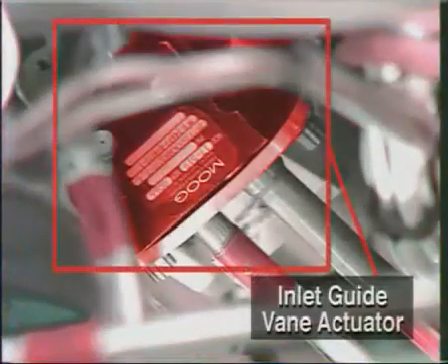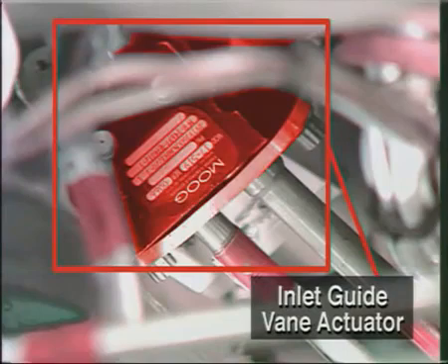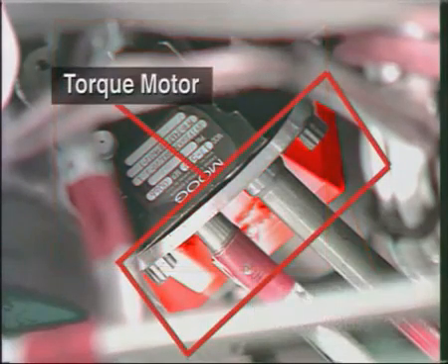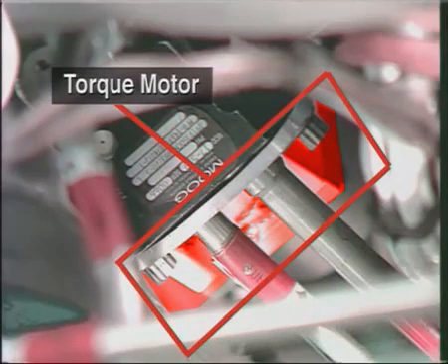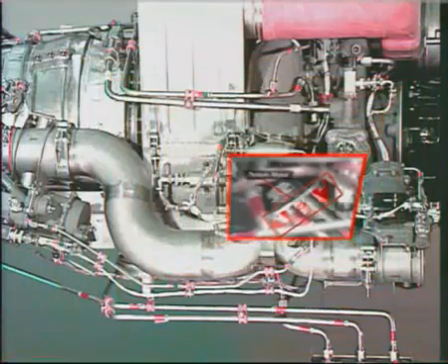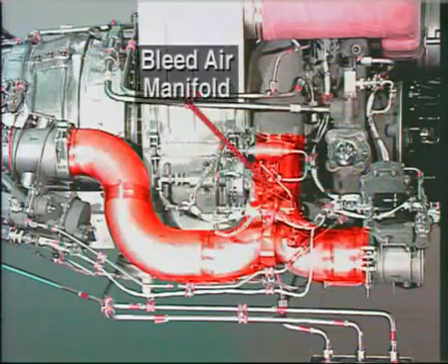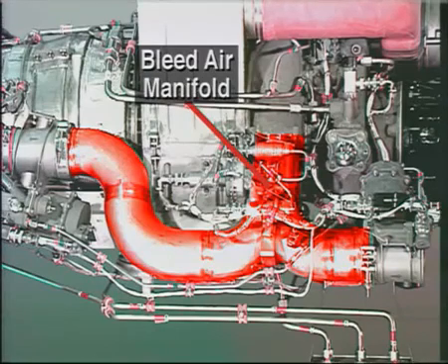The inlet guide vane actuator is installed at the 4 o'clock position on the load compressor housing. It is operated by a torque motor using high-pressure servo fuel from the fuel control unit. The air is discharged through the load compressor outlet to the bleed air manifold, which is installed at the 3 o'clock position.